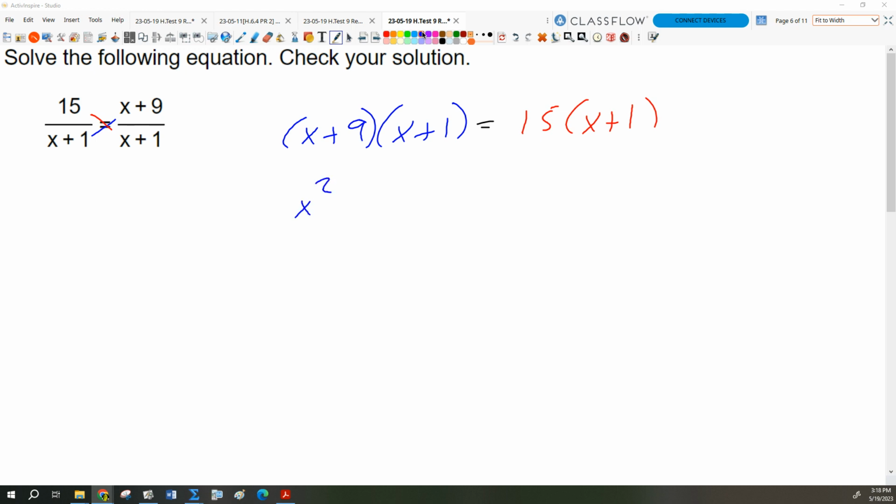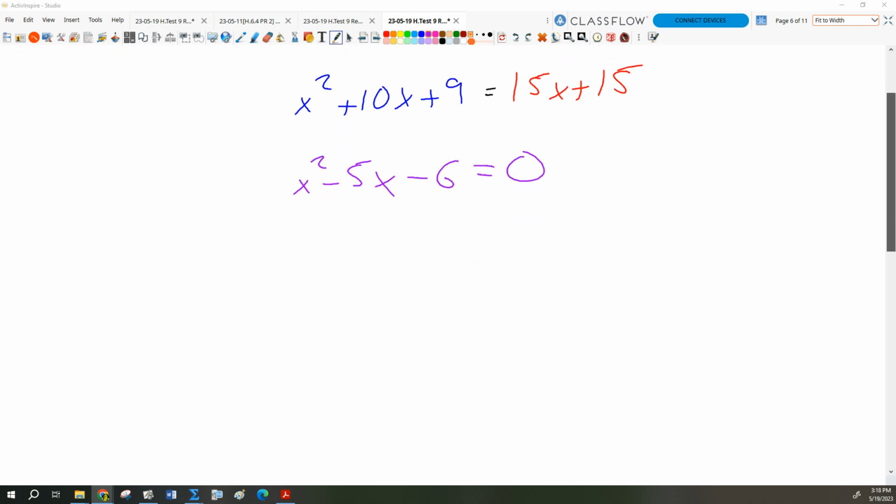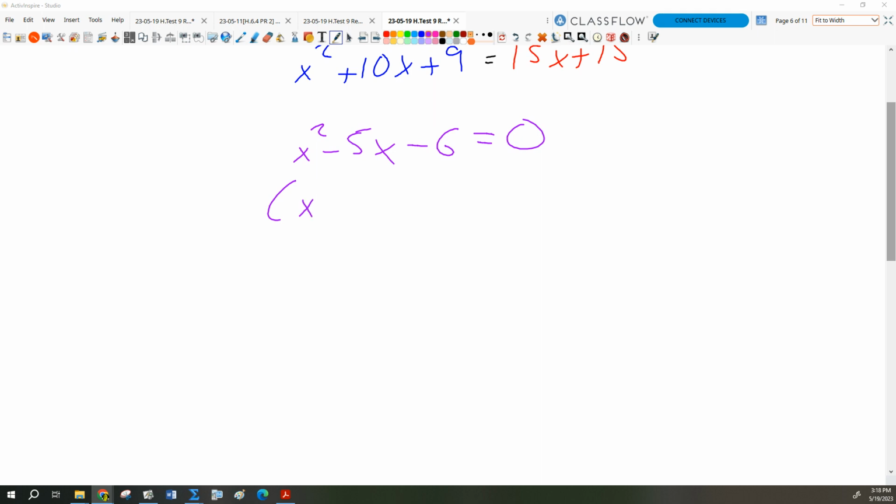x squared plus x plus 9x. So that's 10x plus 9 equals, okay, if I put that into standard form, minus 6. Okay, so then we can factor that, can't we? So x minus 6 and x plus 1. So we get the solutions, x equals 6, x equals negative 1.